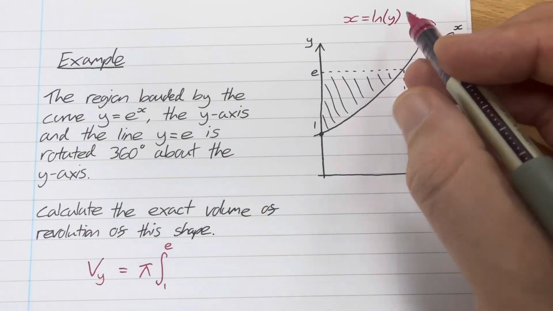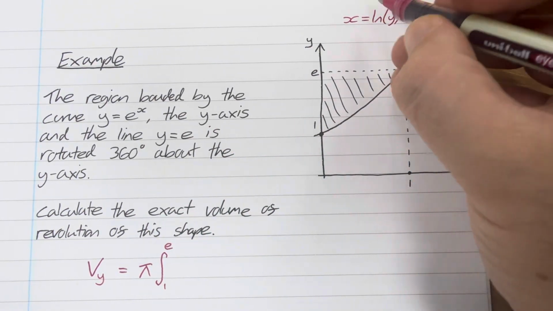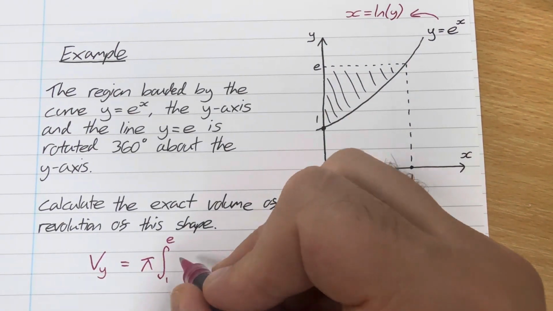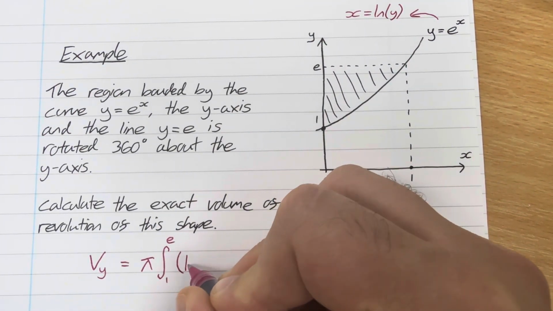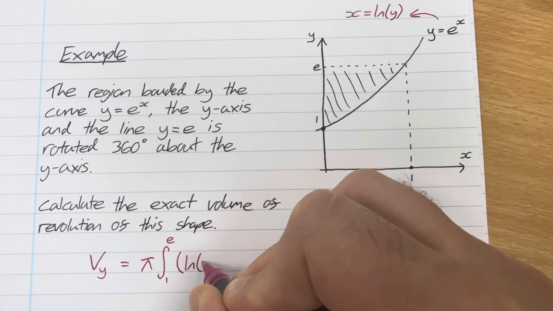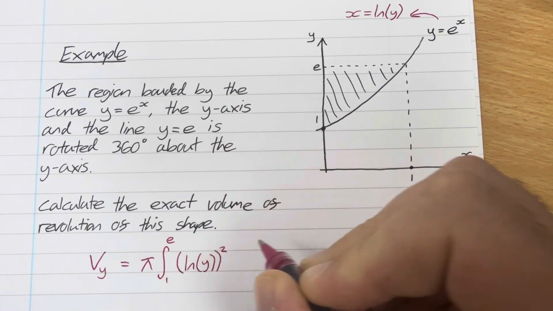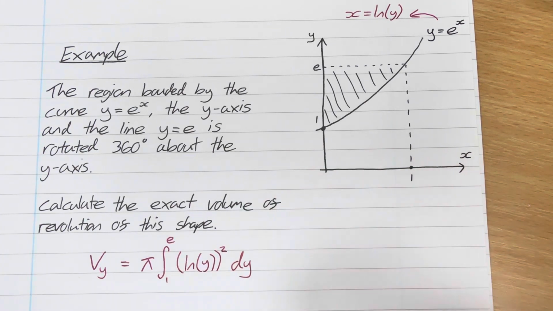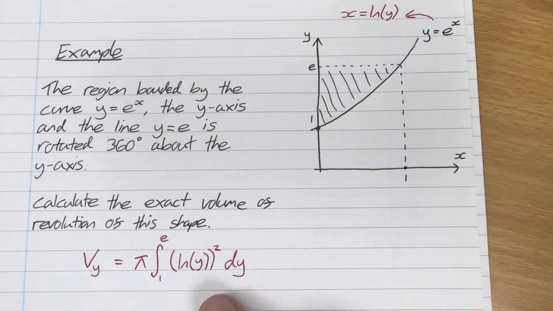I know some mathematicians will write ln squared y. I'm not going to do that. I think it is a bit sloppy, so I'm going to stick with log y, and then I'm going to square it, and we're going to integrate that with respect to y because our limits are y. So that's the integral we're going to carry out.